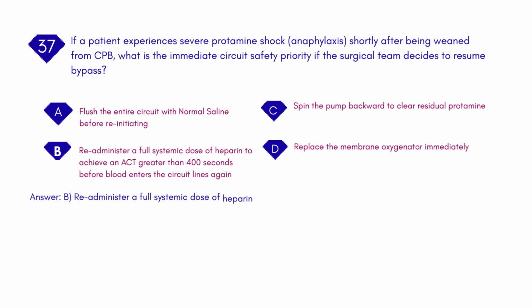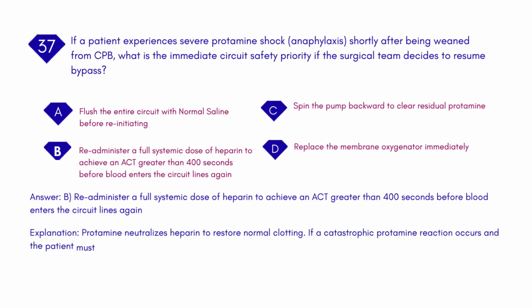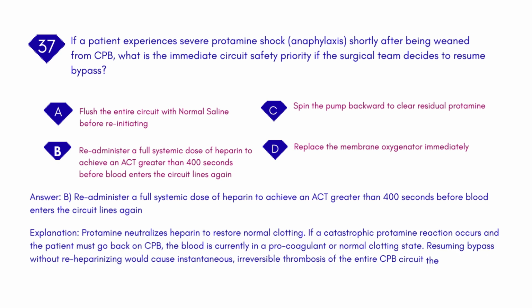Answer: B. Re-administer a full systemic dose of heparin to achieve an ACT greater than 400 seconds before blood enters the circuit lines again. Explanation: protamine neutralizes heparin to restore normal clotting. If a catastrophic protamine reaction occurs and the patient must go back on CPB, the blood is currently in a procoagulant or normal clotting state. Resuming bypass without reheparinizing would cause instantaneous, irreversible thrombosis of the entire CPB circuit the second blood contacts the tubing.